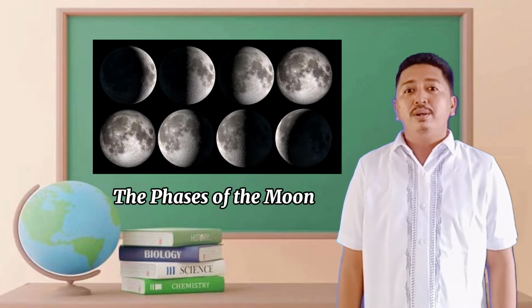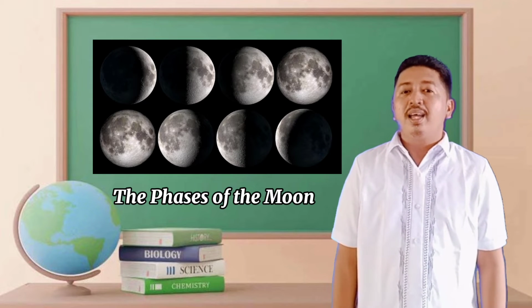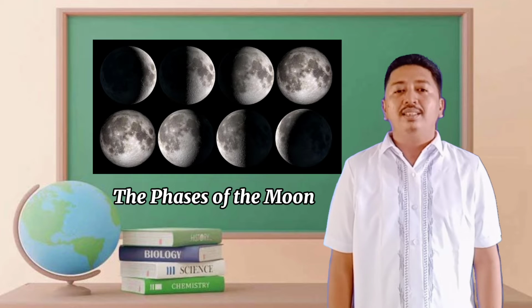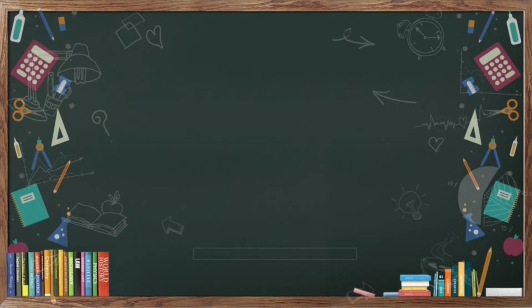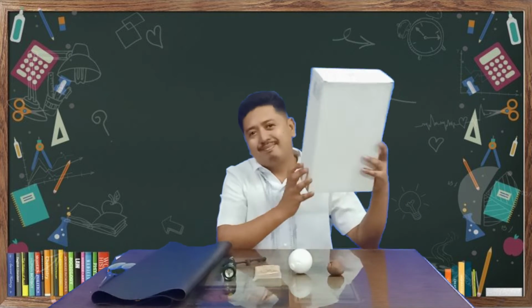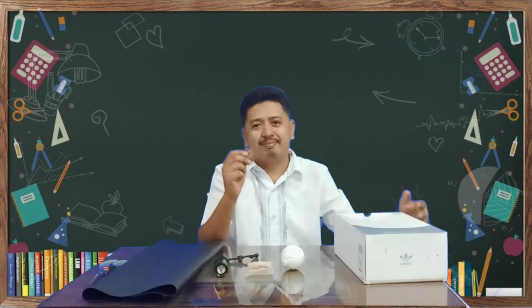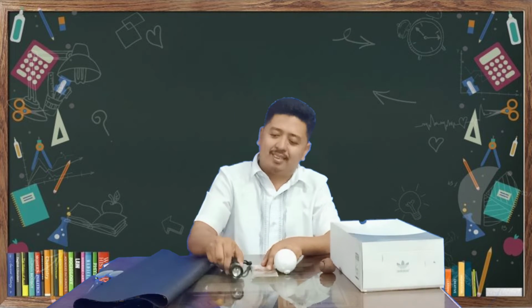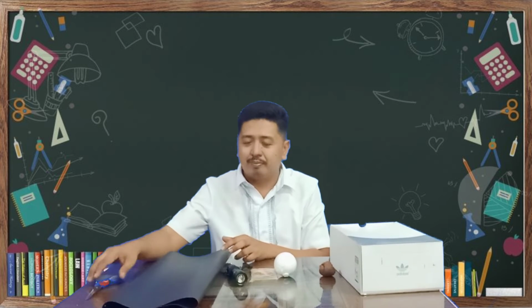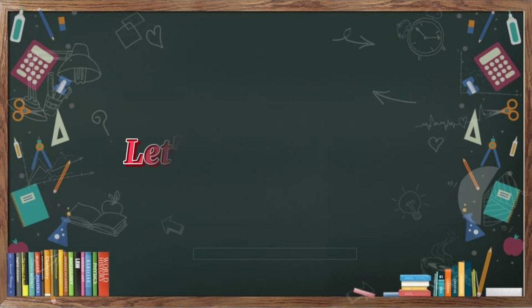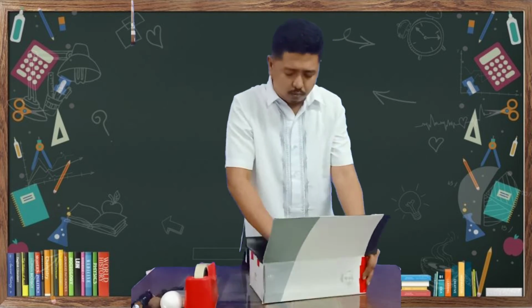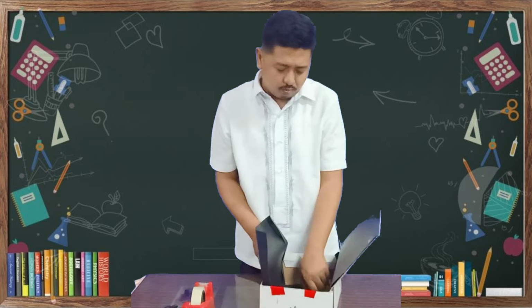Have you ever wondered why sometimes the moon is full and sometimes it's just a crescent? We can see this in our activity. We need a shoebox, a piece of clay, a small styrofoam ball, toothpick, flashlight, black cartolina or black colored paper, and a cutter. Let's do the activity. First, take the shoebox and paste a black cartolina inside the box.